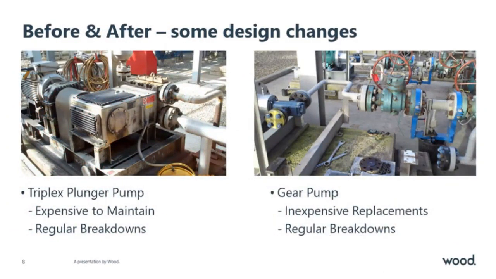So why was there problems? Why do we do the study? It's important to go back to some of the history. So on the left-hand side, the triplex plunger pumps, they had very poor reliability and the maintenance was expensive and quite complex. After an engineering study, a gear pump was chosen for replacement to reduce cost and reliability concerns.